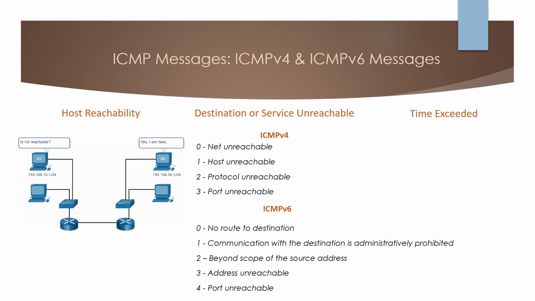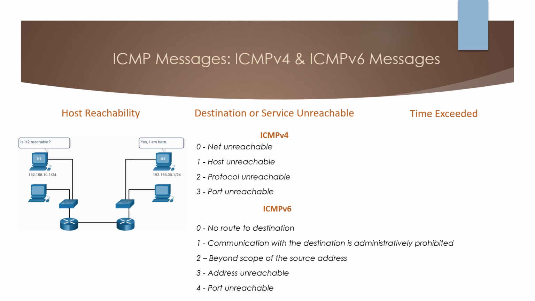And the last one about the Internet Control Message Protocol services is time exceeded. An Internet Control Message Protocol version 4 time exceeded message is used by a router to indicate that a packet cannot be forwarded because the time to live field of the packet was decremented to 0. If a router receives a packet and decrements the time to live field in the IPv4 packet to 0, it discards the packet and sends a time exceeded message to the source host.